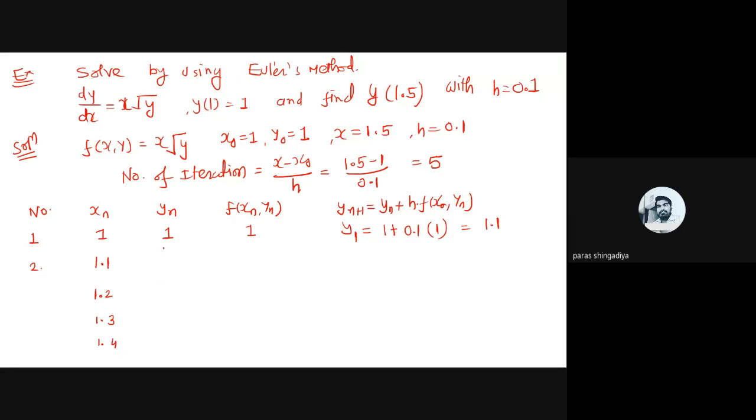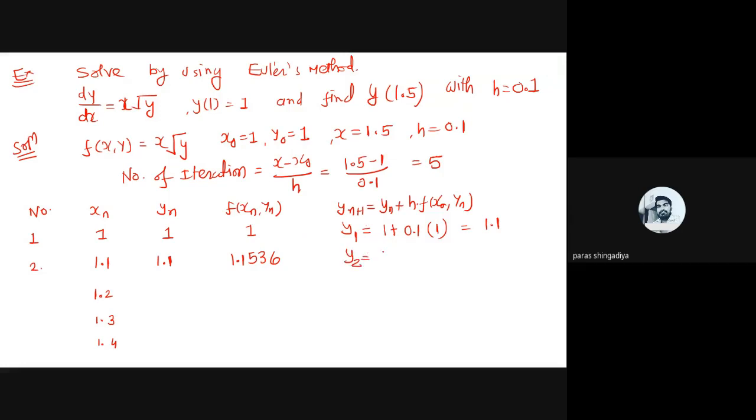Clear? And now check the y1. So y1 we derive 1.1. Clear? y1 is the 1.1. Now check function value. Square root of 1.1 into 1.1. Okay, function क्या है? x into root y. So 1.1 into root 1.1 is equal to 1.1536. Clear? 3 to 4 decimal is required here.